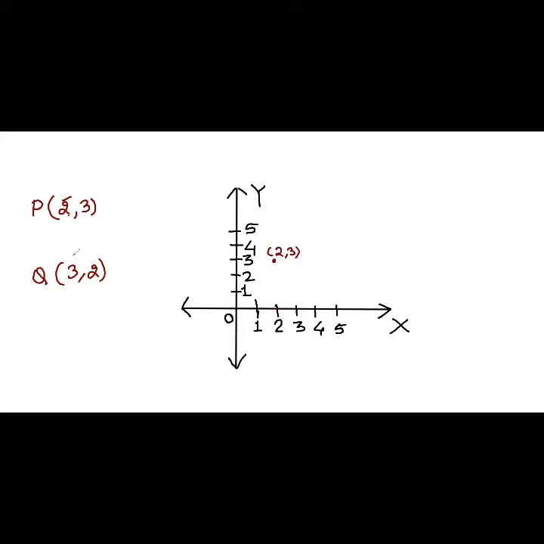Similarly, Q: 3 in x-axis and 2 in y-axis. So here we can get (3, 2). So you can see both numbers are similar, but because of the position of the numbers, in different positions we are getting these two coordinates, these 2 points. So this point P is not equal to point Q because both are ordered pairs. This is the process of writing an ordered pair.